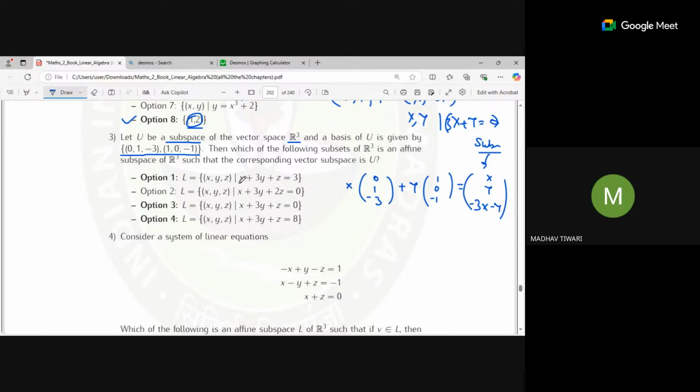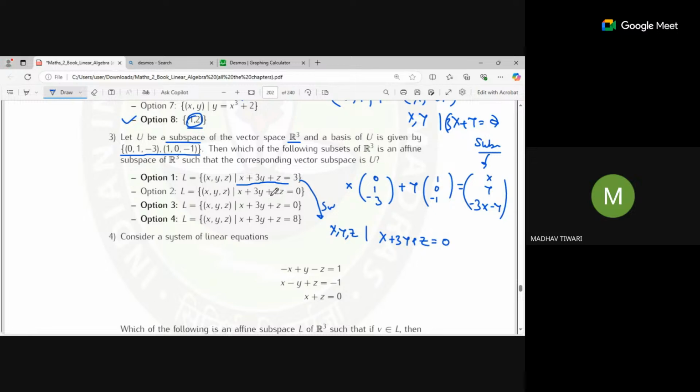So you can see that with this equation, what will be my subspace related to this? My subspace related to this will be all (x, y, z), where x plus 3y plus z will be equal to 0, right?